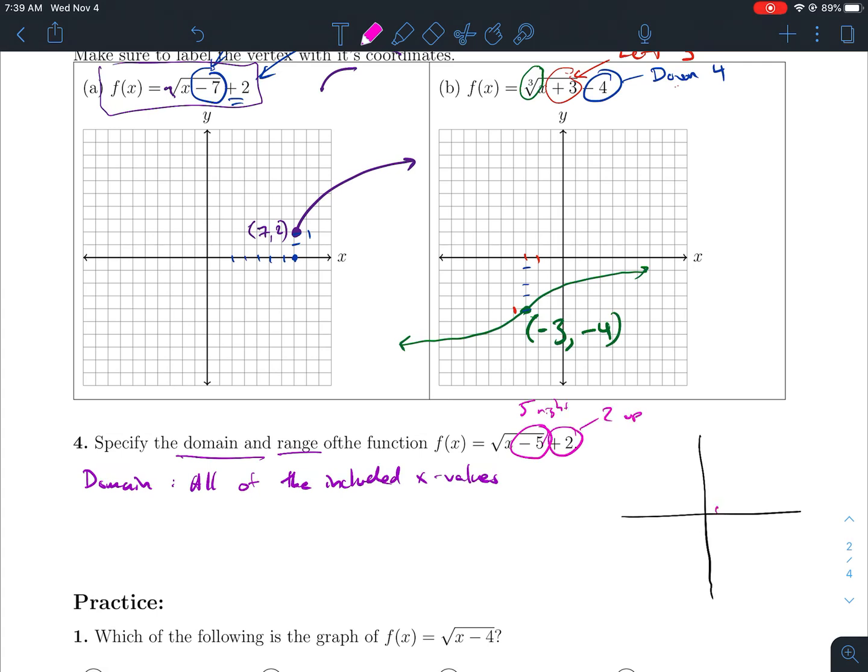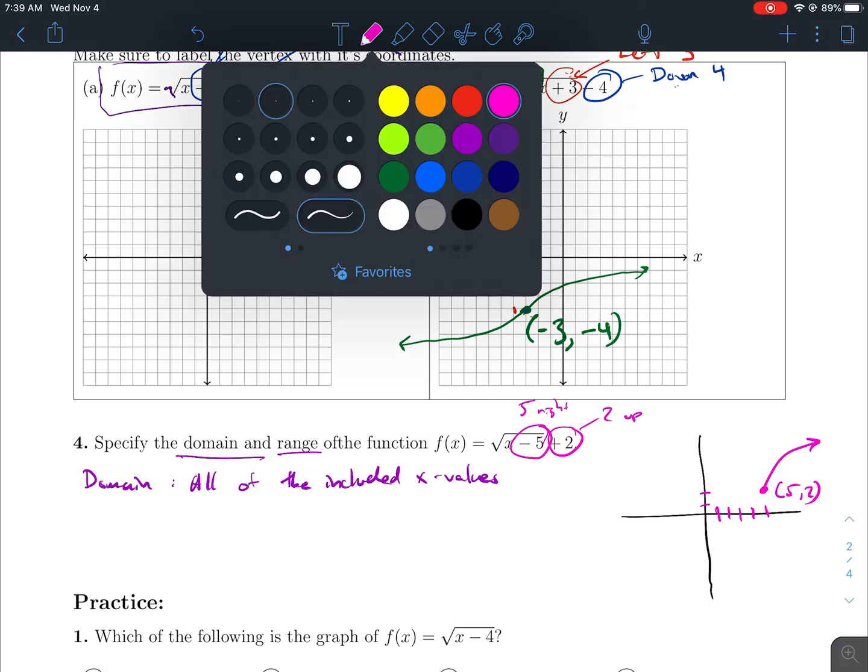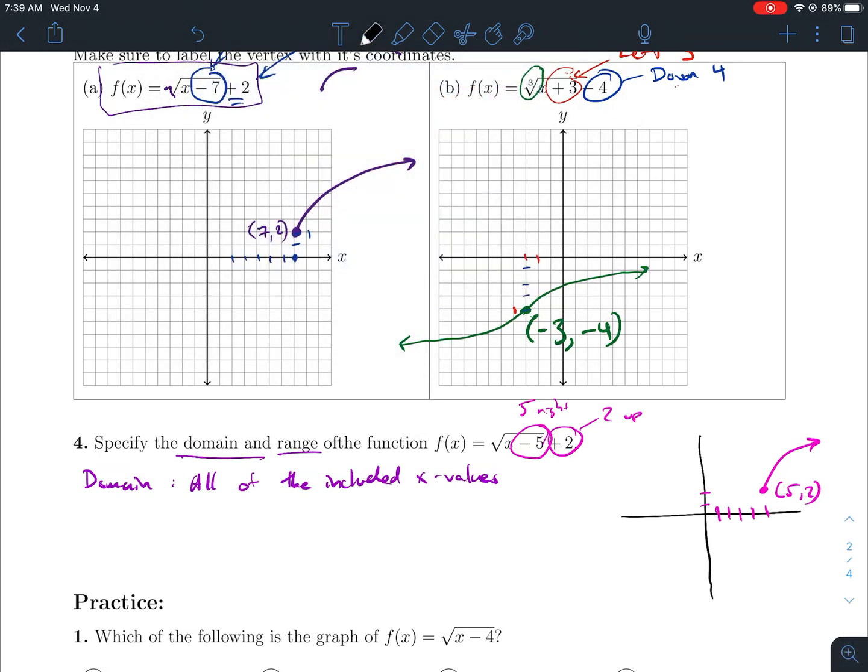So we go 1, 2, 3, 4, 5 to the right, 1, 2 up. And we draw our little wave here. 5, 2. Now notice that there was nowhere in the problem that told me to graph this. It's just a really helpful thing to have this nice picture of the problem though.